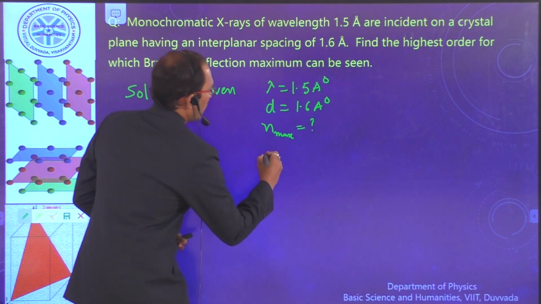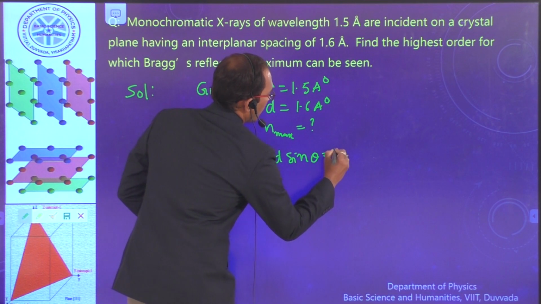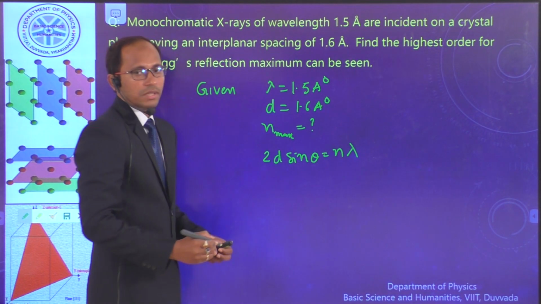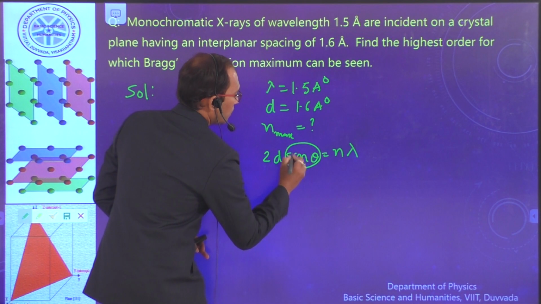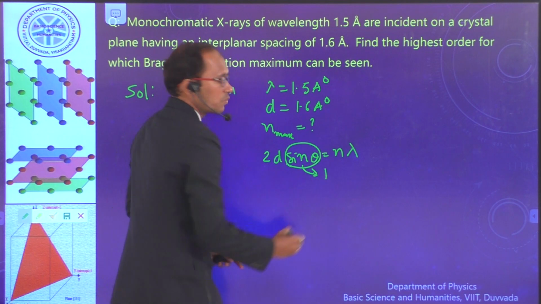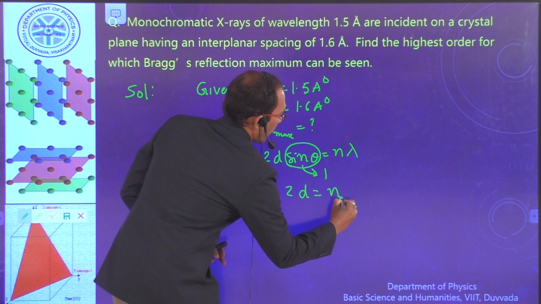Okay, so according to Bragg's law, what is the formula? 2d sin theta is equal to n lambda. What is the limiting condition? That means the n value should be maximum. When will it become maximum? When sin theta is maximum. The maximum value of sin theta is 1. So 2d is equal to n max lambda.